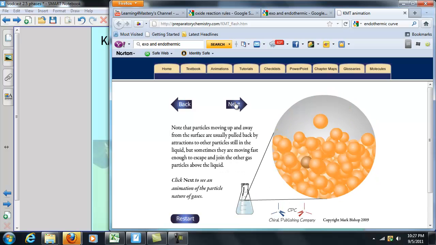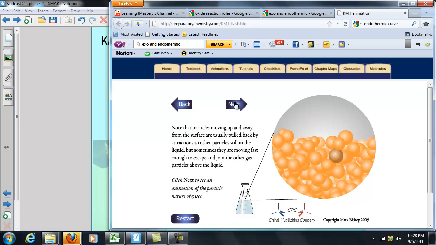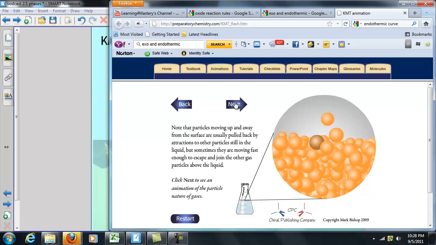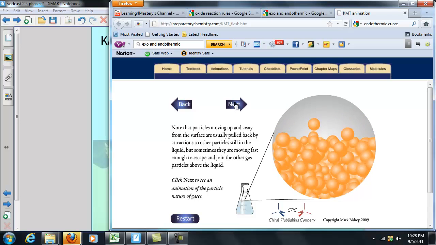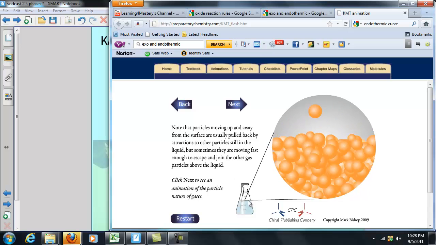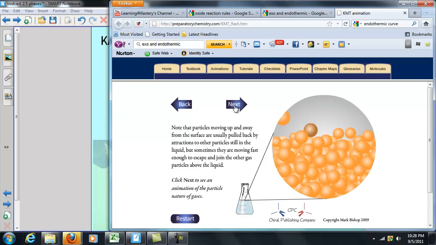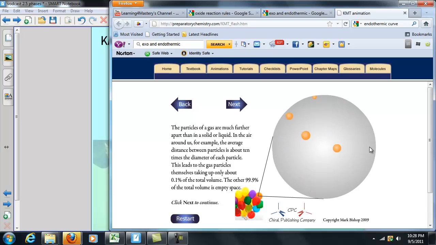Okay, now here, this is an example of a liquid, and at the top, you see some molecules starting to escape. Okay, and if you see the picture of the flasks down here, right at the surface, that's what we're showing here. Right at the surface, some of those molecules escape out. And what do they escape into? They escape into gas phase.